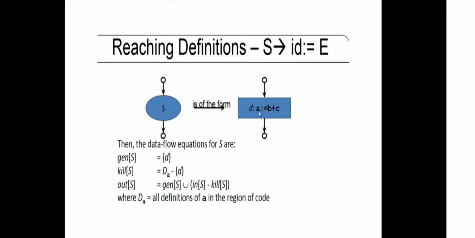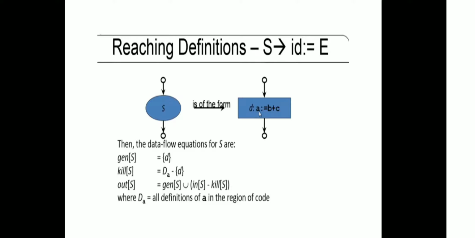So here, what we call gen of S is that it generates the definition D. Okay, so what is the input? Input is nothing. So what does kill of S kill? If there is any other definition of A present somewhere else, D of A is all the definitions of A in the rest of the code. So we subtract that if it is present. And the out of S is our normal formula, the data flow equation. So this is the data flow equation of a normal statement.